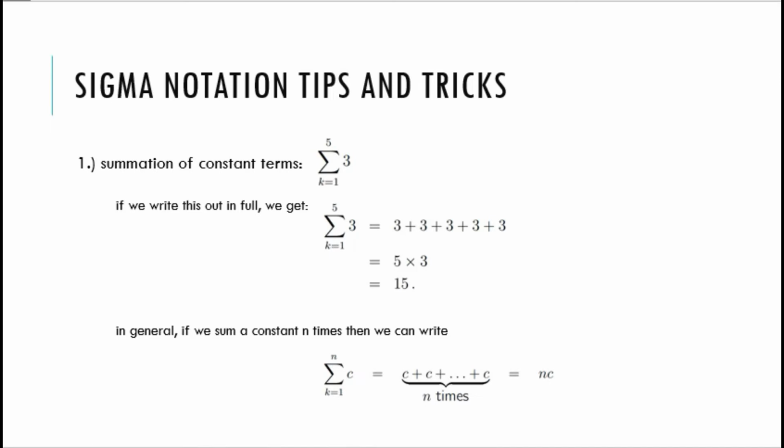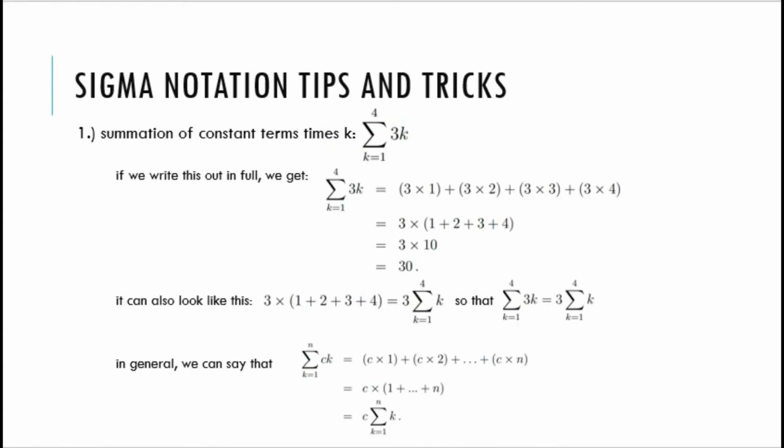So in general, if we are asked for a summation of a constant c from 1 to n, then we can write this. So basically, as you can see, you can just multiply c by the upper bound value, which is n. So it will be n times c, or nc.